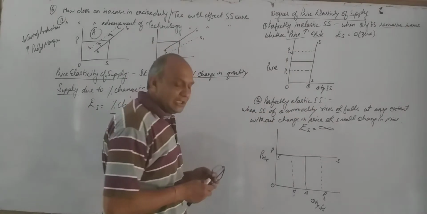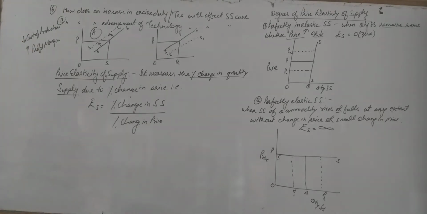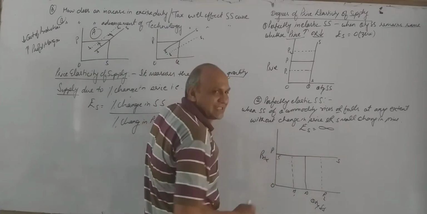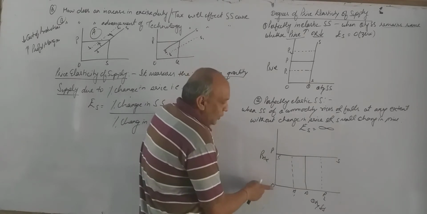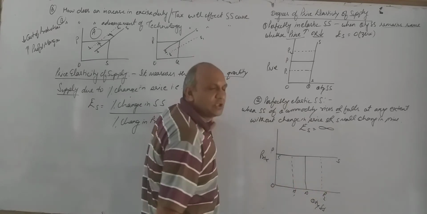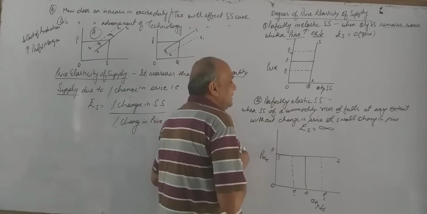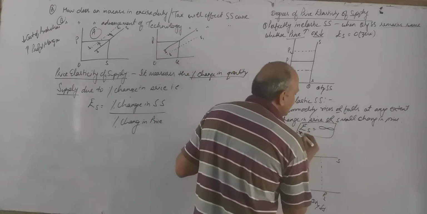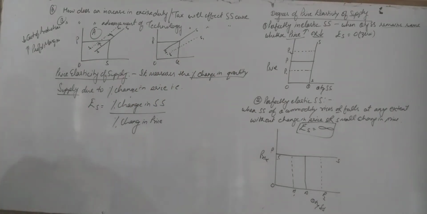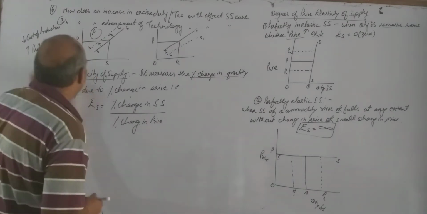And in case of perfectly elastic supply, my supply curve will be horizontal to the x-axis. At my OP price, I can sell OQ quantity, OQ1, OQ2, at any quantity, and here elasticity of supply is infinite because it cannot be measured. So this is the second degree of price elasticity of supply.